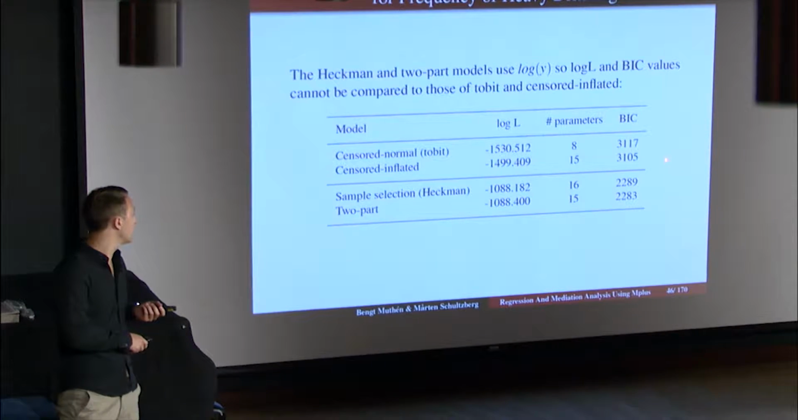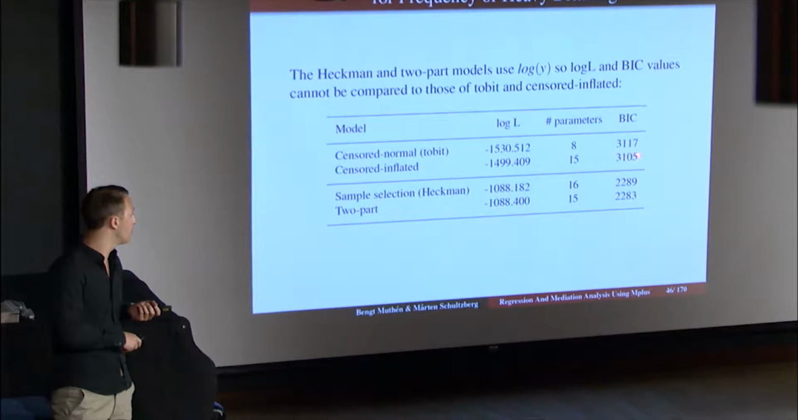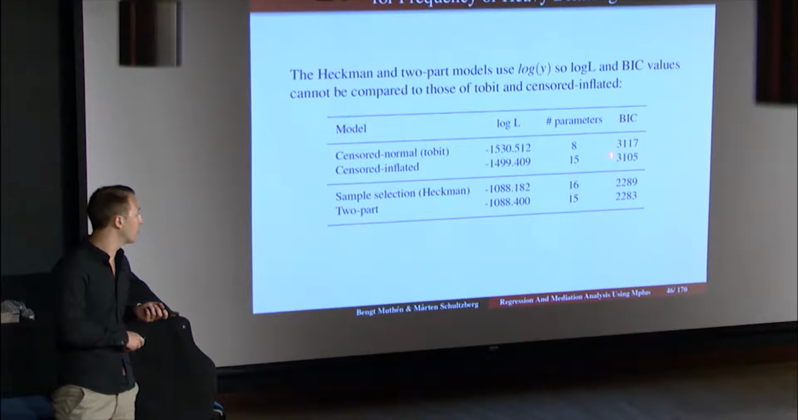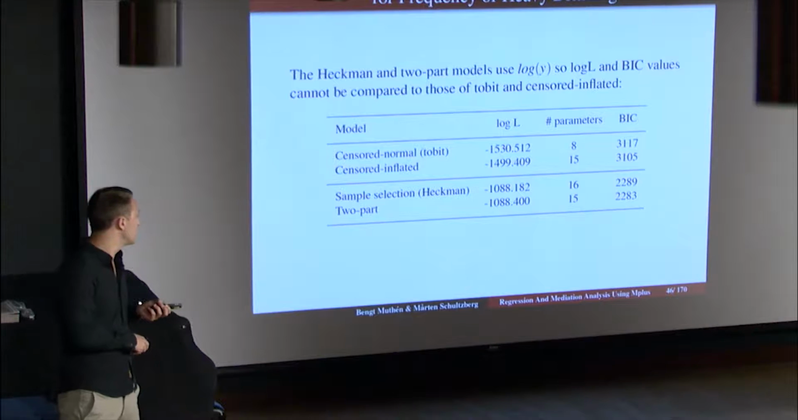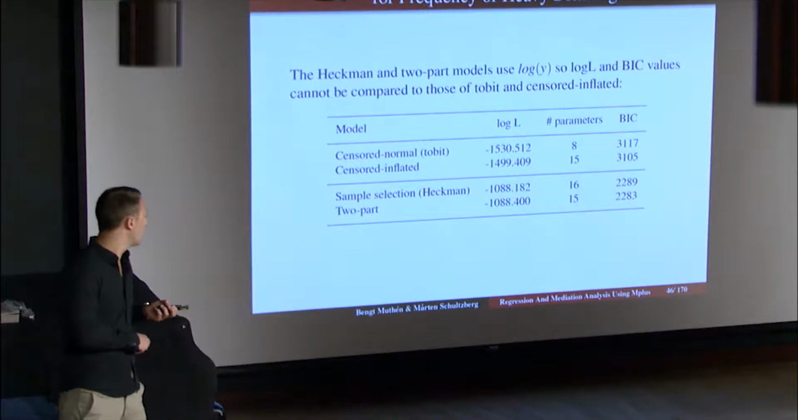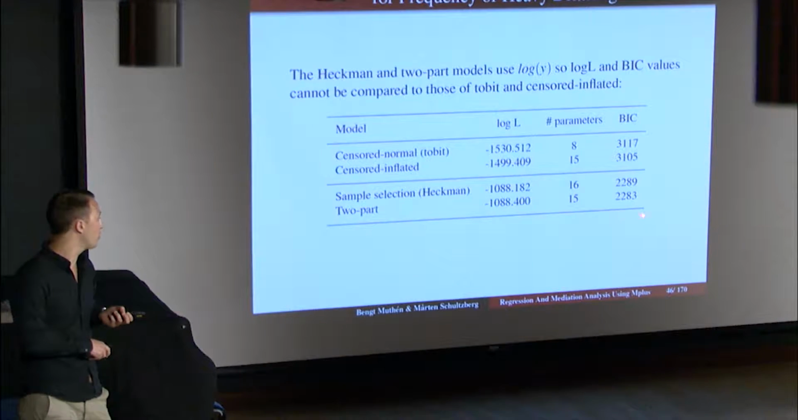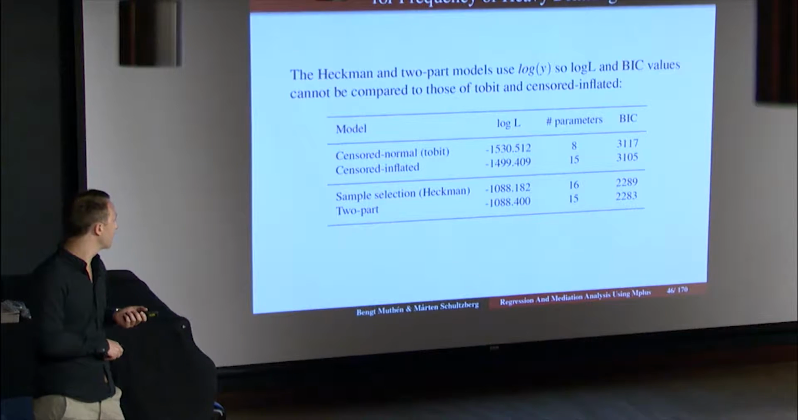And we can see here that the censored inflated model has a lower BIC. So even though it has almost double the number of parameters, it has better fit because the BIC is smaller. And when it comes to the two-part versus the sample selection model, the two-part model is somewhat better. It has one parameter less, and it has better BIC here. I will talk a little bit more about these outputs.